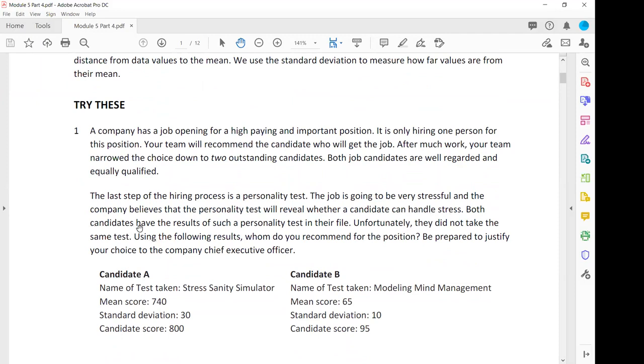Both candidates have the results of such a personality test in their file. Unfortunately, they didn't take the same test. Using the following results, whom do you recommend for the position? Be prepared to justify your choice to the company chief executive officer.